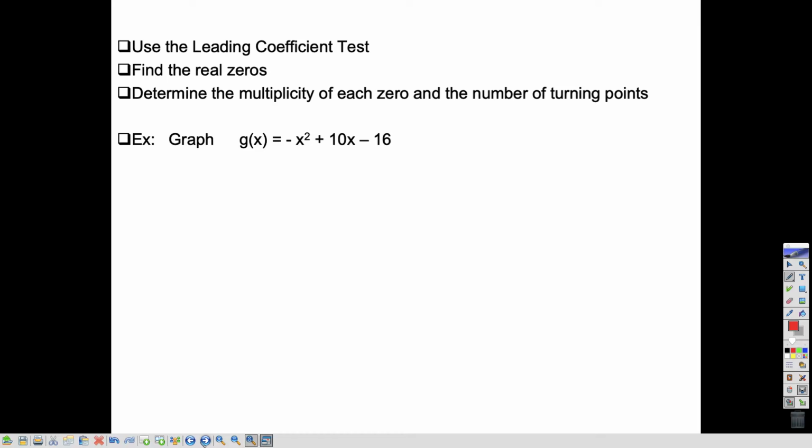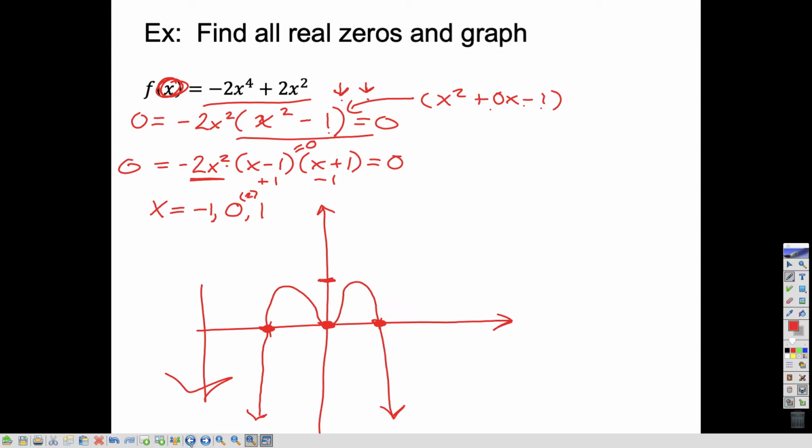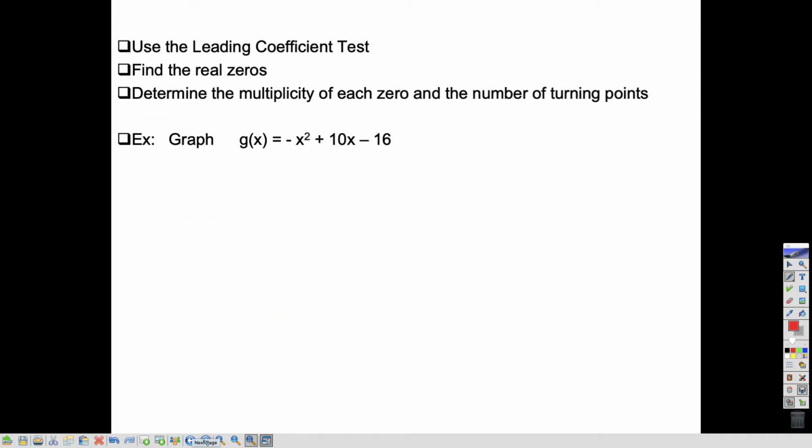Did we find all the zeros on the last problem? Yeah. And did we say the multiplicity of all the zeros? Yeah. And we graphed it. Oh, we didn't do the number of turning points. Let me go back. What should the number of turning points be if the highest power is 4? 3. Do we have 3? 1, 2, 3. Okay. So we have g of x equals negative x squared minus 10x minus 16.